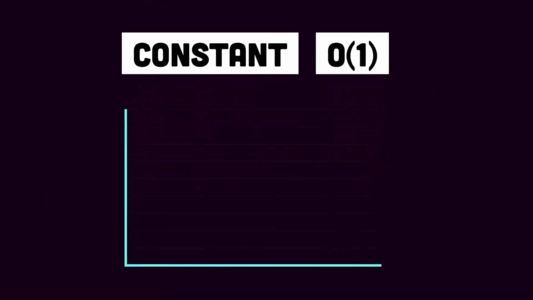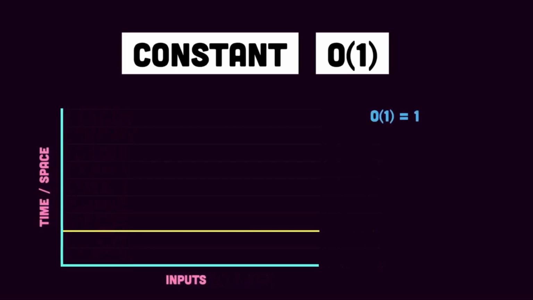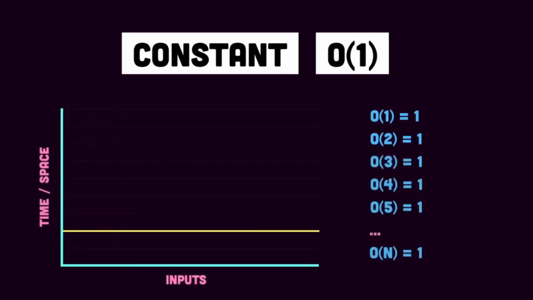Alright, so next we have constant complexity. In constant complexity, no matter what the input size is, the time or space taken always remains the same. So if we have one input, O of 1 is 1. If we have 2 inputs, it is still 1. If we have n inputs, it is still going to be 1.